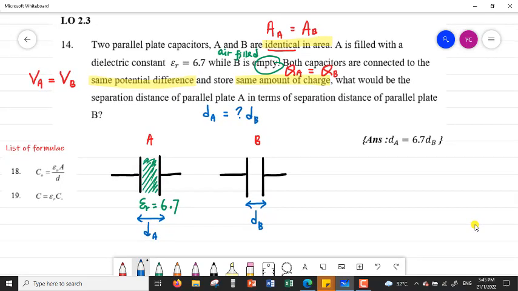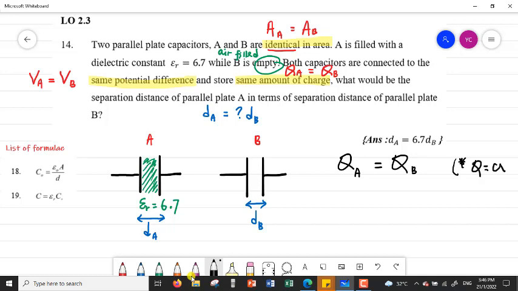So we always start with the information given. Since the question says the capacitors store the same amount of charge, maybe I can start with this statement. We know that both capacitors are storing the same amount of charge. It means that QA is equal to QB. Then we might relate the Q with the voltage and also the capacitance of the capacitors.